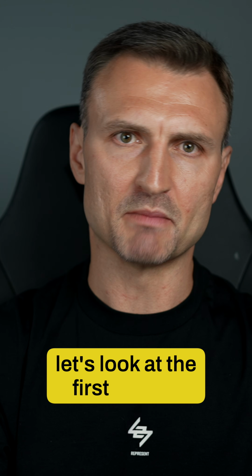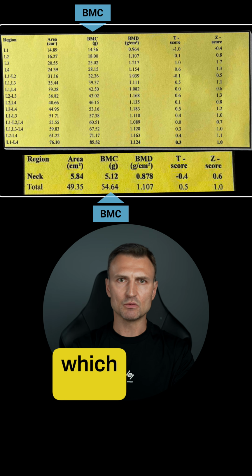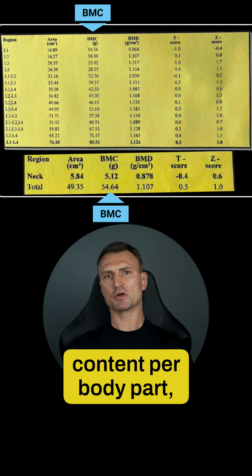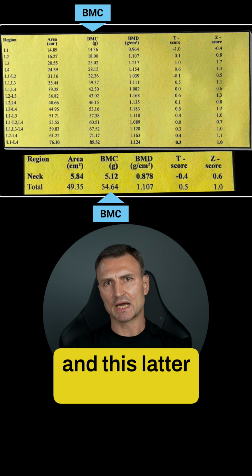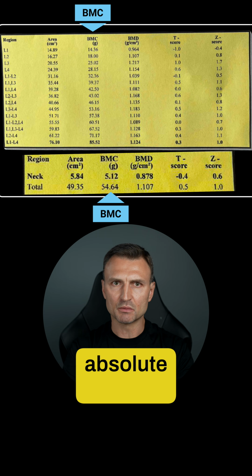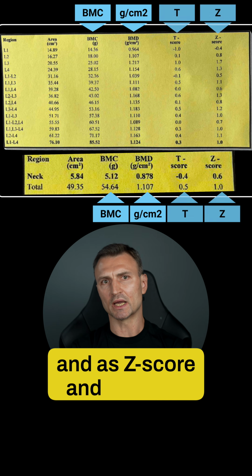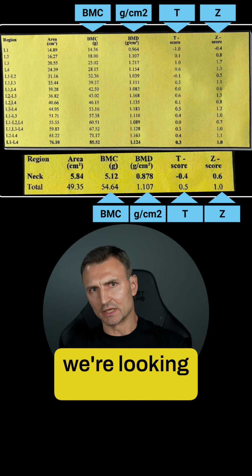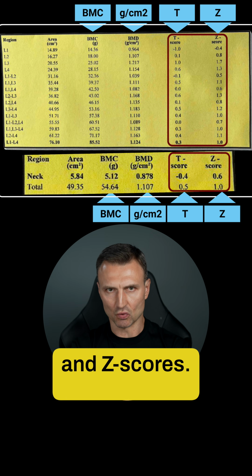Let's look at the first metric, which is bone metrics. DEXA gives us BMC, which is bone mineral content per body part, and BMD, which is bone mineral density. And this latter is reported in absolute numbers in grams per centimeter squared and as Z-score and T-score. The main parameters we're looking at in clinical practice are these T and Z scores.